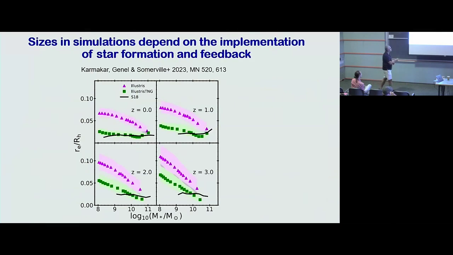This is one recent one from Karmakar et al. And it shows, again, the size, the effective radius relative to the virial radius of the halo, R200, as a function of stellar mass. And you can see that these relations for different stellar masses are pretty flat, which means that the size is roughly proportional to the virial radius. But the normalization does depend on the implementation of physics, which is different. This is for two simulations which have different implementations of star formation and feedback, and they have somewhat different amplitudes, right? So again, there is dependence on implementation, but overall, the size is roughly proportional to the virial radius.